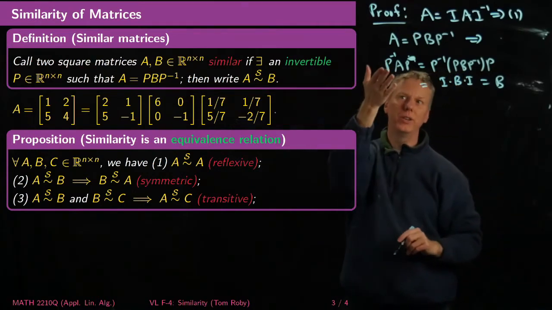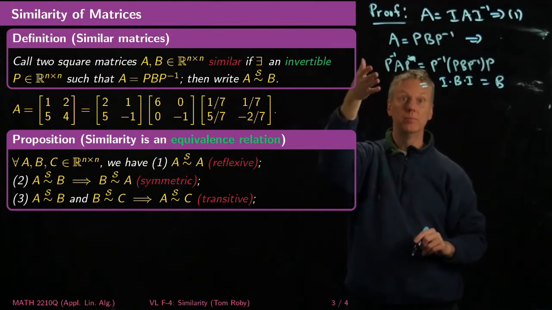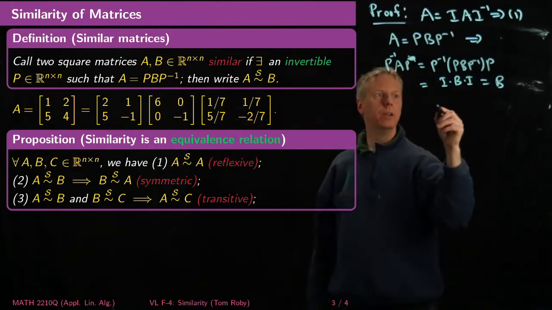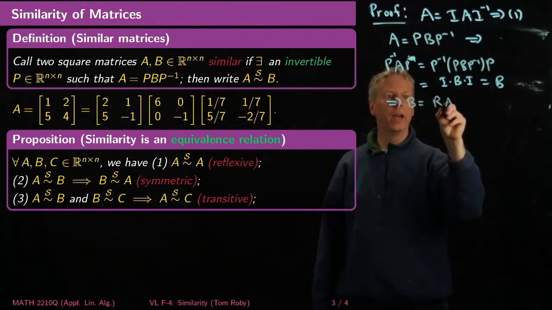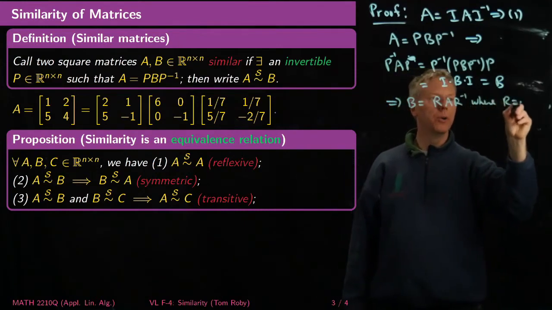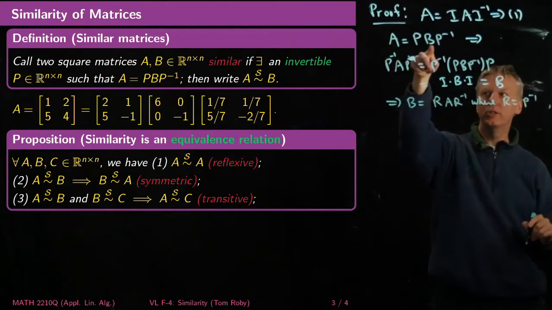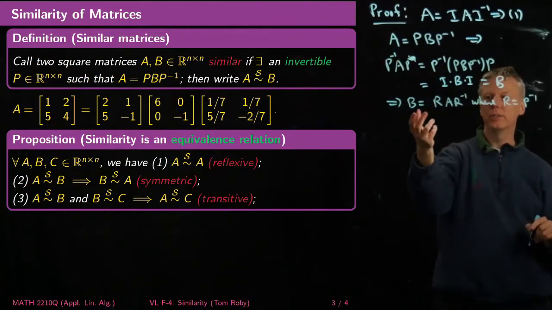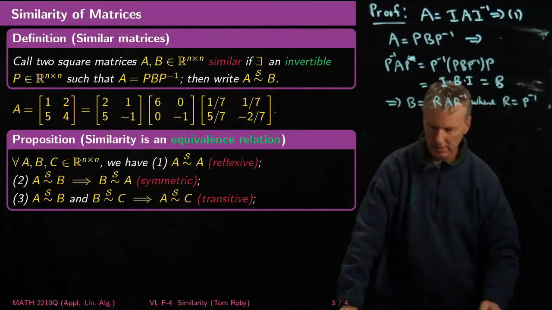inverse, right? If you want, you can think about this being some other matrix, call it R or something, right? So this means that B is equal to R inverse, where R is just the inverse of the matrix that gets you from B to A, the inverse of that gets you from A to B. Okay, so that's pretty straightforward.